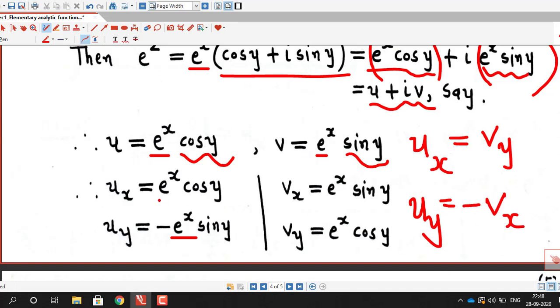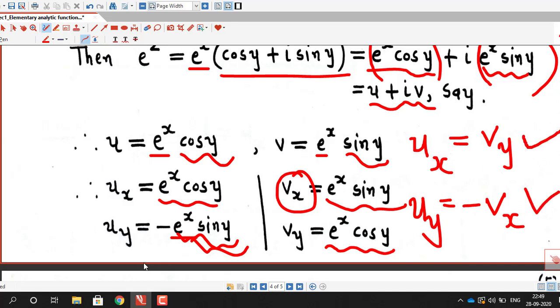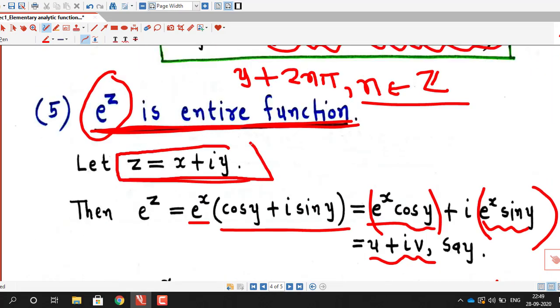So if you concentrate on del u by del x and del v by del y, they are equal at any point x plus iy. Similarly, if you concentrate on u_y and v_x, here we have e raised to x sin y, and here we have e raised to x sin y. So we can write that u_y equal to minus v_x. If I put e raised to x sin y equal to v_x here, I will see that the second equation is also satisfied. That means both Cauchy-Riemann equations are satisfied at every point z equal to x plus iy in the complex plane.